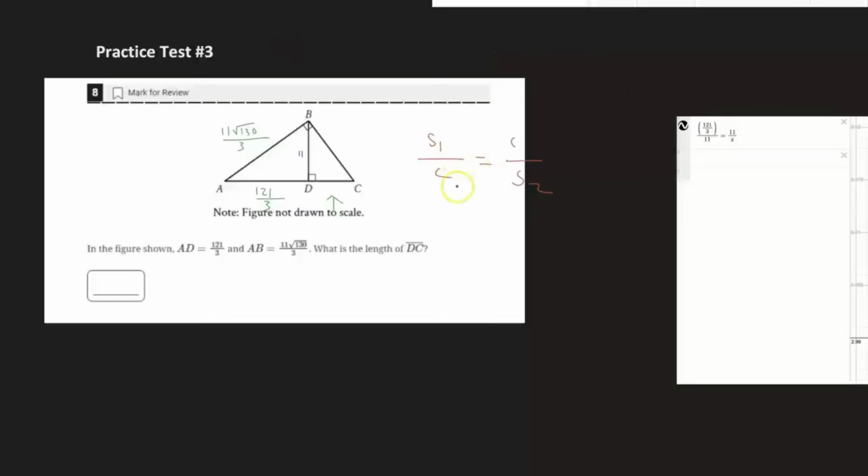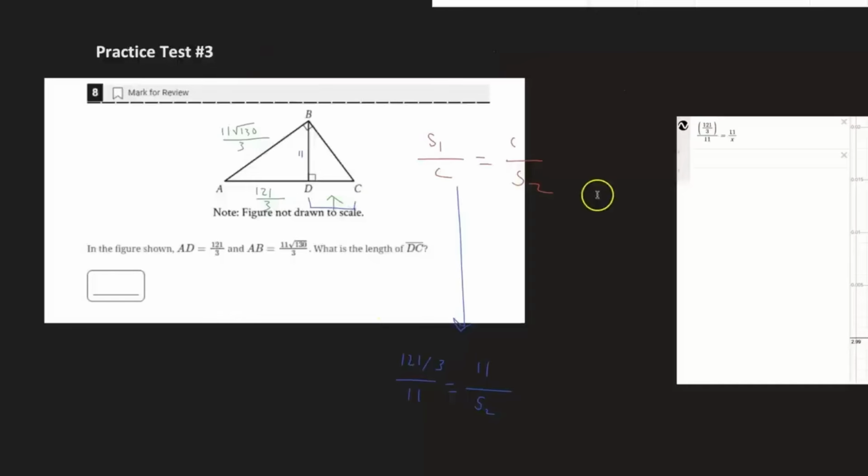So what this looks like here is, if we bring this down, we have side 1, which in our case is going to be side length AD, right? Because that's not the common side, and that's the only remaining leg. We can't use the hypotenuse. So you have 121 over 3 over the common side, which is 11, equals the common side, which is 11, over the missing side, side 2. So that missing side will give us the value of DC, right?